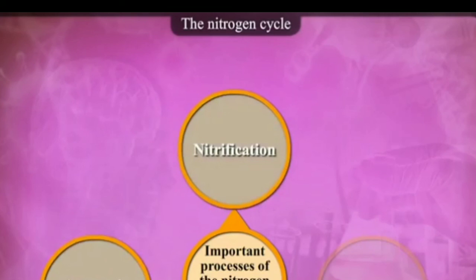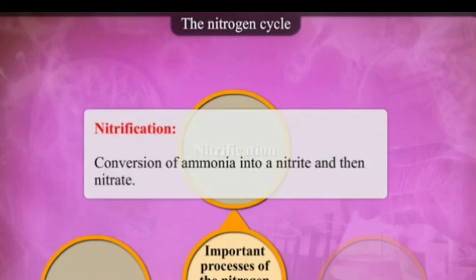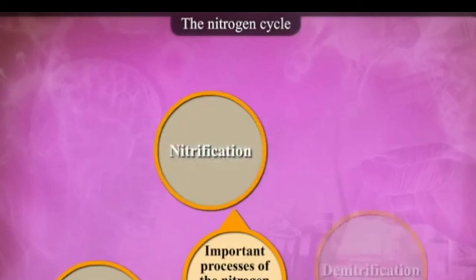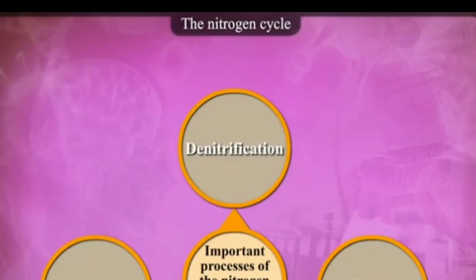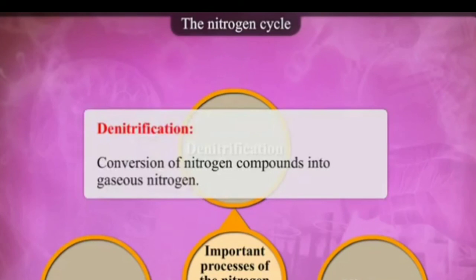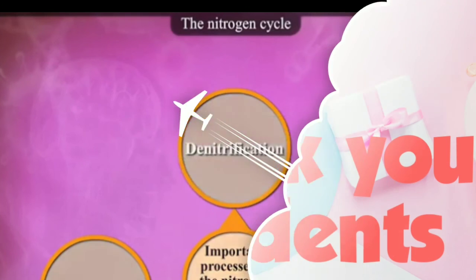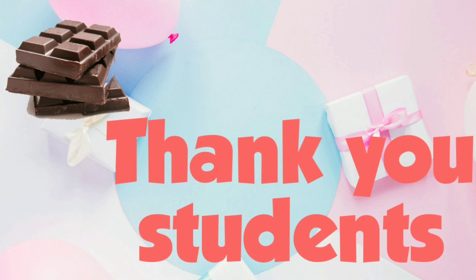The next process is nitrification. It means the conversion of ammonia into nitrite and then nitrate. The last one is denitrification. It means the conversion of nitrogen compounds into gaseous nitrogen. Have you all understood, children?